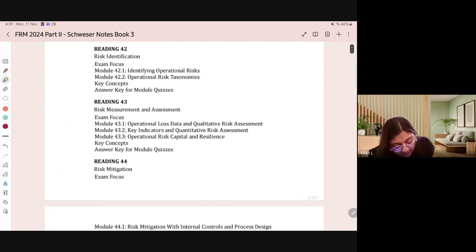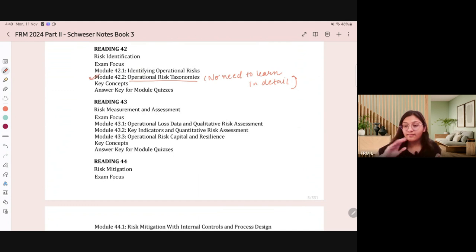And here there is one part called operational risk taxonomies. You don't need to remember all the taxonomies, you can just go through that portion, but you don't need to remember everything. I am not highlighting it, I am just letting you know that there is no need to learn it in very much detail. You can just go through this portion, not the whole chapter, only this module part that covers taxonomies.